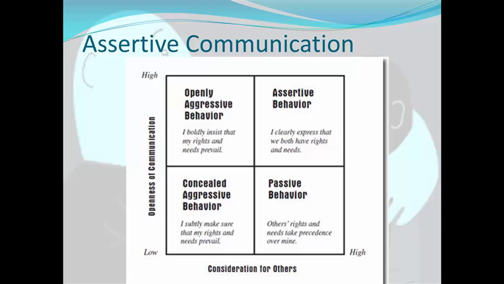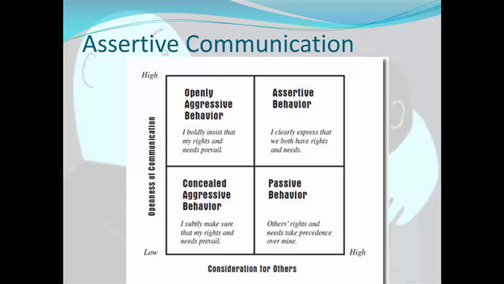So when we confirm ourselves, we are aiming for assertive communication. This means that we are both considerate of others, but we're also open about our own needs. Our goal is to be assertive in the sense that I clearly express that we both have rights, that we both have needs, and that we need to aim for both of those to be met. I'm not going to give up everything for you, and I don't expect you to give up everything for me, but I am going to clearly state this is what I need in this situation.